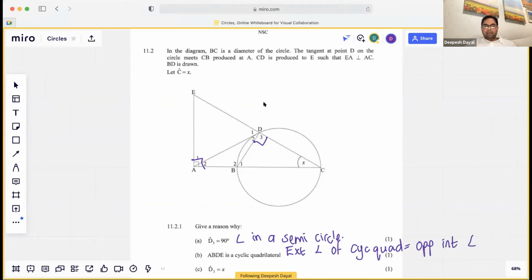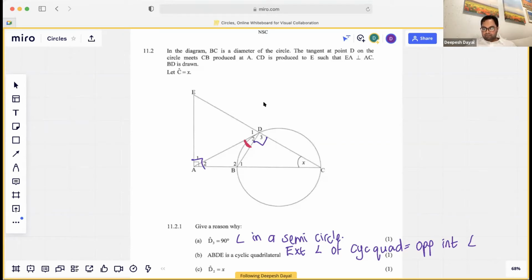And then the last one, why is D2 equal to X? Who wants to take a try? Why is D2 equal to X? Here's D2.